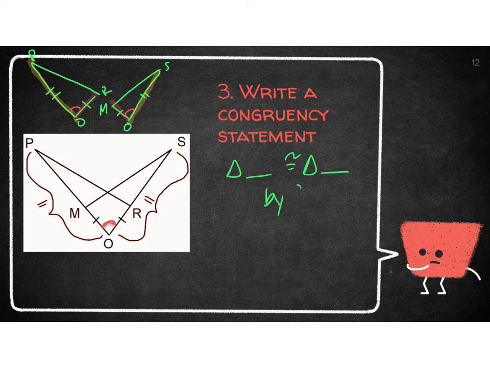All right, so now we need to name the triangles. When I go to the name of the first one, I can do it however I want. So let's say P-O-R. When I go to the name of the second one, I have to make sure that whatever corresponds with P is written first. So it would be S-O and then M.